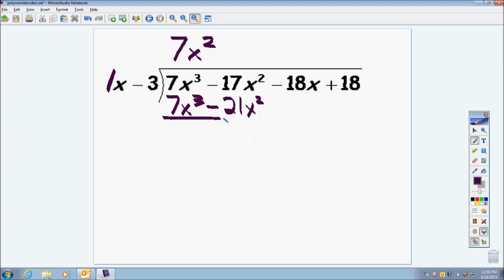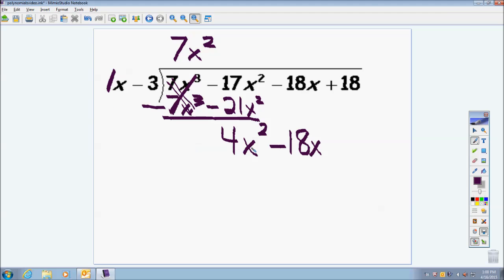I'm going to have to erase as I go because it's going to get really messy. Now, in elementary school, what'd you do here? You subtracted. These are gone. These will always disappear. So what you have is negative 17 minus 21, which is 4. So 4x squared when you combine this. Now, a 2-term does not go into a 1-term, so we need to bring down the next term, just like you did in elementary school. You brought down the next number. We're just going to bring down the next term.